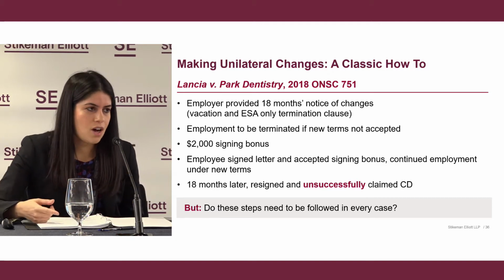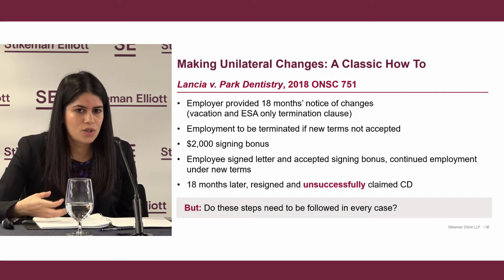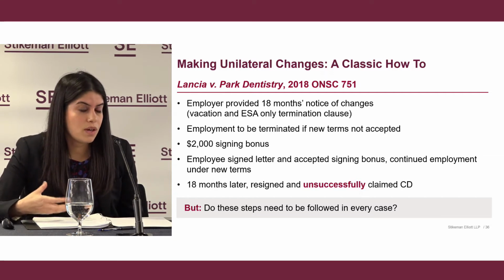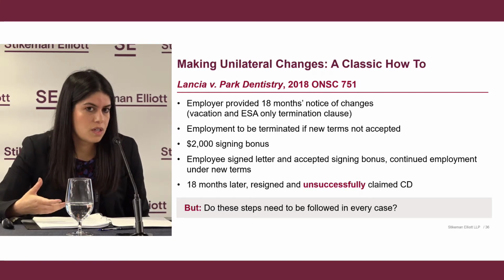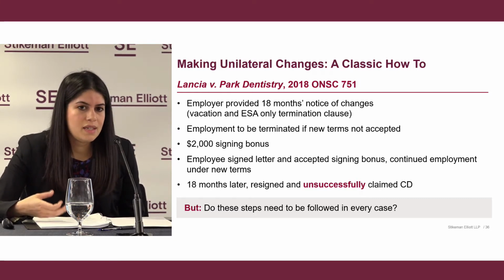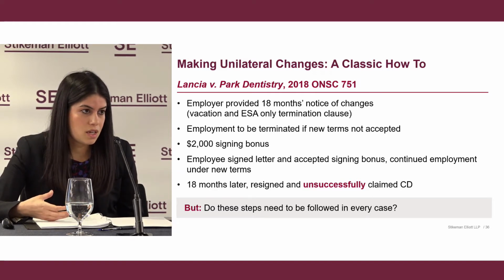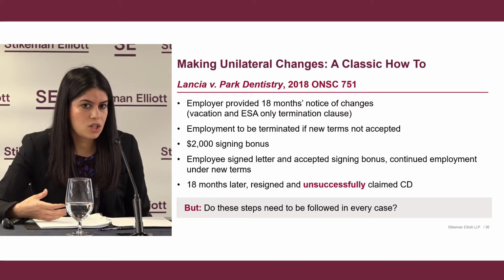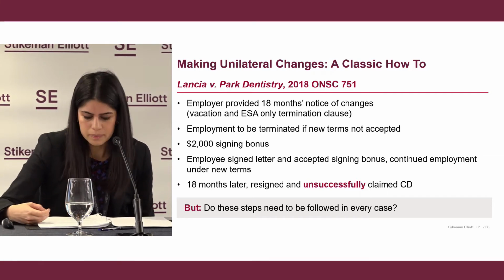On this first slide, I've set out a case which is called Lancia and Park Dentistry, and it provides a great classic how-to example as to how an employer was able to successfully change their employment contracts. This case involved an employer who wanted to provide new employment agreements, and they did so by circulating these agreements and giving the employees 18 months notice of the changes. The changes included changes to the vacation provisions, and they also added in a new employment standards only termination clause.